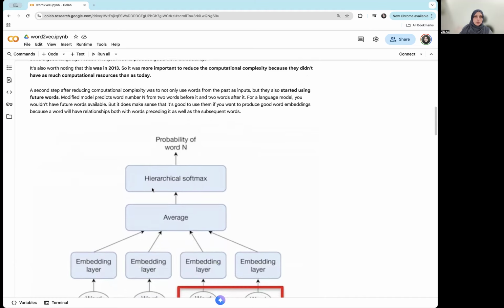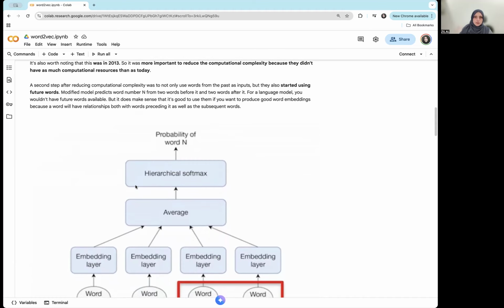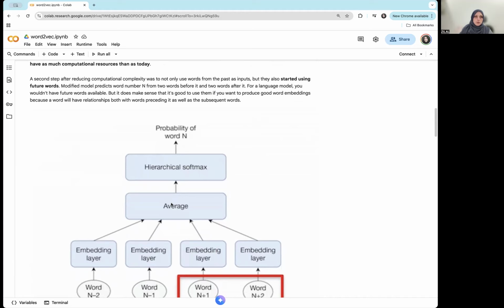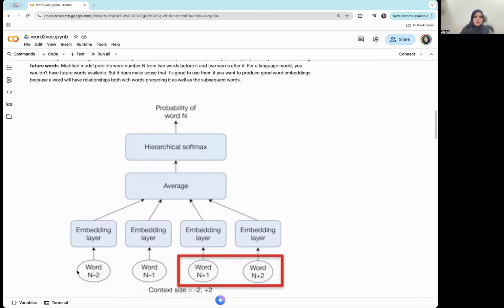A second step after reducing computational complexity was to not only use words from the past as inputs, but also to use future words. The modified model predicts word number n from 2 words before it and 2 words after it. For a language model, you wouldn't have future words available, but it does make sense to use them if you want to produce good word embeddings, because a word will have relationships both with words preceding it as well as the subsequent words.